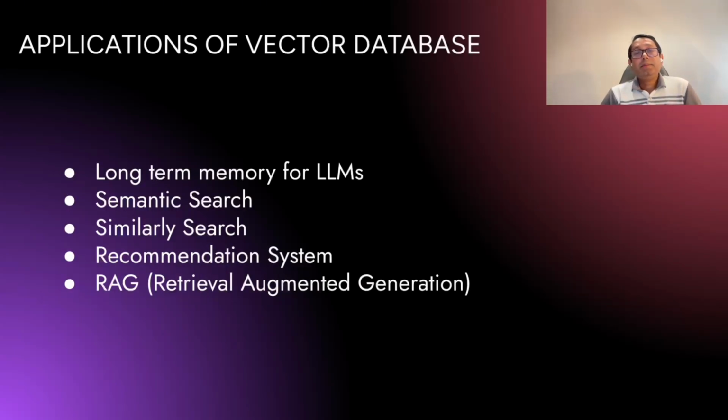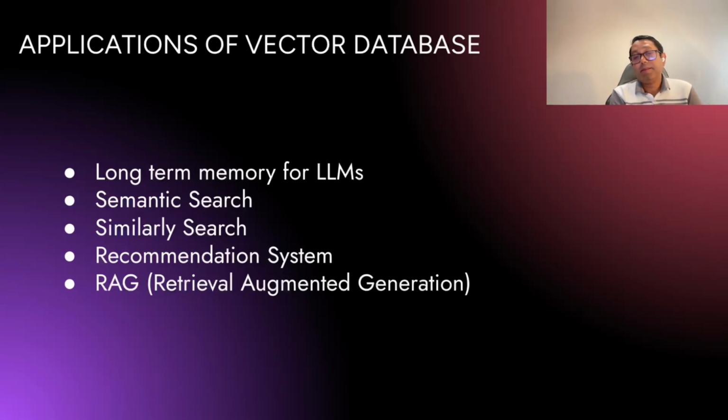As the final point, let's discuss some applications of vector database. Vector database can be used as the long-term memory for LLMs. Then vector database can be used for semantic search. We can search based on the meaning or context, not with the exact string match. In our demo, we have seen an example of semantic search. Then we can do similarity search. We can find files with similar image or audio or video data.